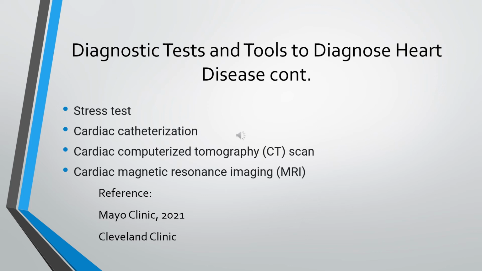Cardiac computerized tomography, CT scan. During a CT scan, you lie on a table inside the CT machine. An X-ray tube inside the machine rotates around your body and collects images of your heart and chest. The images can be used to check for cardiac abnormalities.